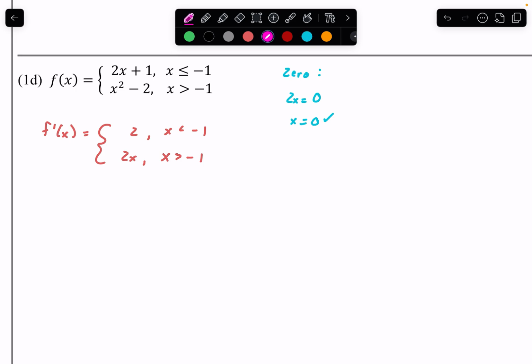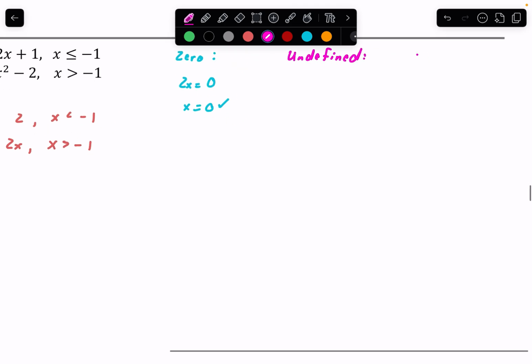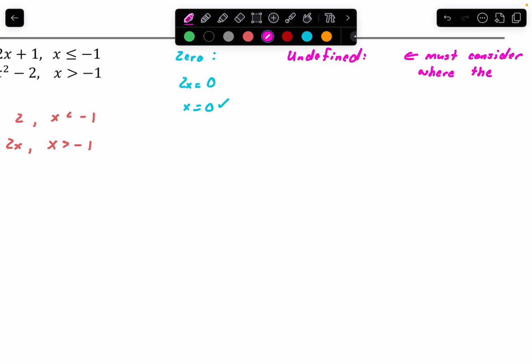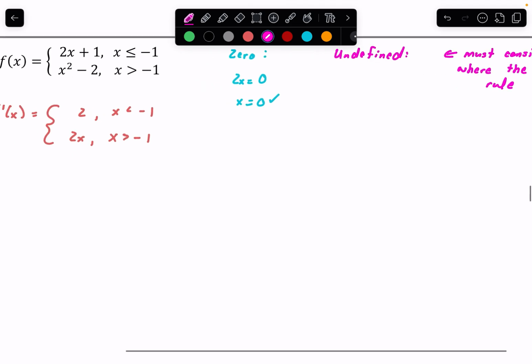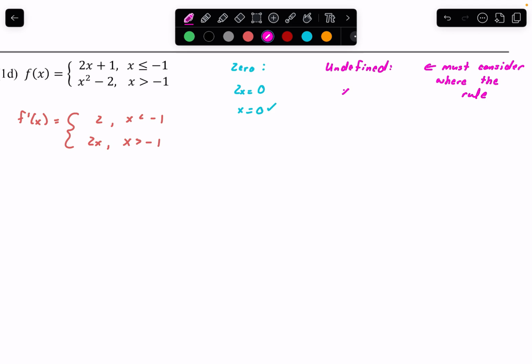Now the other thing that we want to consider is the undefined. And this is where it gets a little tricky. Remember, for undefined, we must consider where the rule changes. If I just look at each piece separately, well, 2 is never undefined and 2x is never undefined, no matter what I plug in for x. But when x is negative 1, I could be dealing with a sharp turn. So I want to include x equals negative 1 in order to determine what's happening.